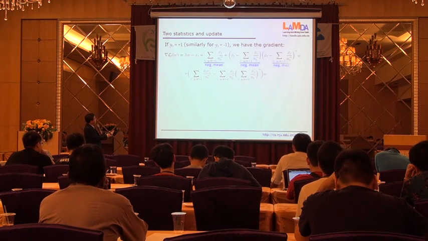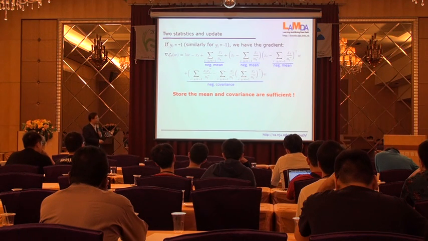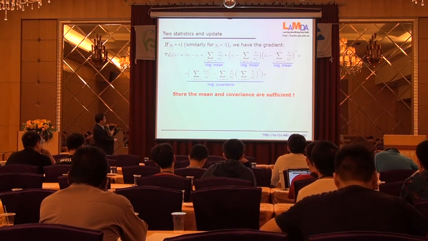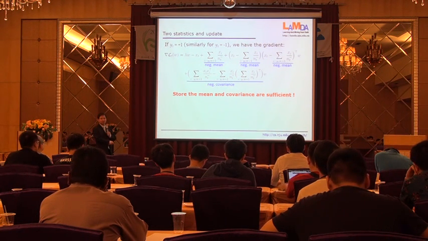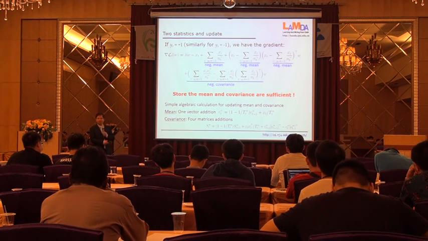You can see this involves the mean of positive samples, the mean of negative samples, and the covariance of positive and negative samples. So for all the updates, we only need to store two statistics: one is the mean, the average, and the other is the covariance. No matter how big the data is, you only need to store these two parts, and these two parts are very small. And how about the update? The update is very, very simple.